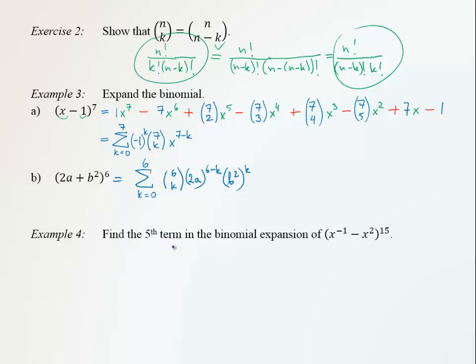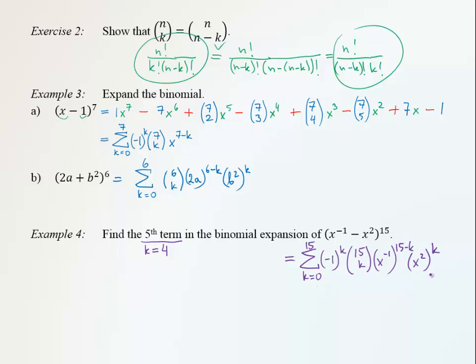In the next exercise, we want to find the exact term, the 5th term of the binomial expansion of this expression, the 15th power of x to the -1 minus x squared. Well, the 5th term corresponds to k equals 4, not 5. Maybe first expand this binomial using sigma notation, so sigma, where k is from 0 to 15, the -1 will be to the k because of this negative. Then we'll have 15 choose k for coefficients, and then x to the -1 to the 15 minus k, times x squared to the k.